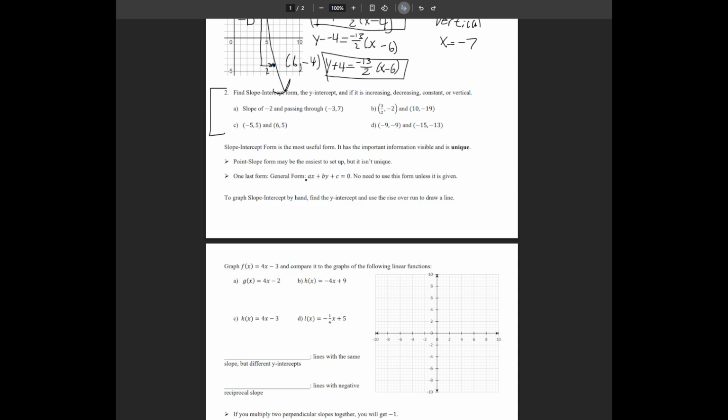All right, last form, general form. This is never used. Unless you're specifically given this form, you don't have to use it. Sometimes what you will see is this c value moved over to the right, and you'll have ax plus by equals negative c, or maybe they'll even use a different constant and just say it's d. This is standard form. This is really helpful on the SAT, but other than that, it's not really useful. So unless you're given an equation in this form, don't worry about using it.